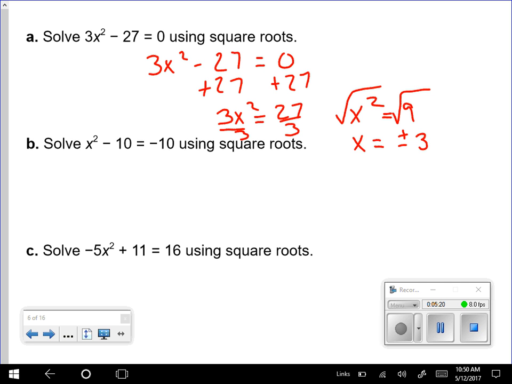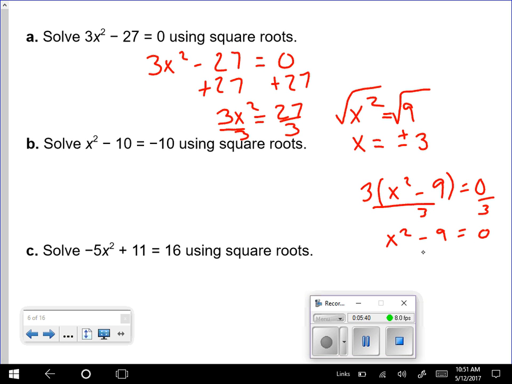What if we factored this first one? Okay, so if I factored out a 3, I'd have x squared minus 9 equals 0. Then I would divide by 3. Well, 0 divided by 3 is just 0. So x squared minus 9 equals 0. And now, I could even factor this further. Factor again. So I'd have x plus 3 times x minus 3 gives me 0.